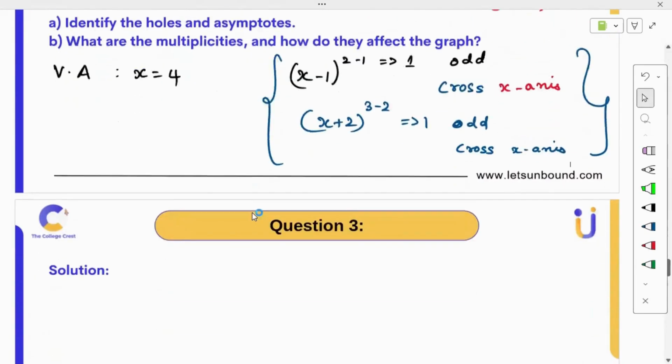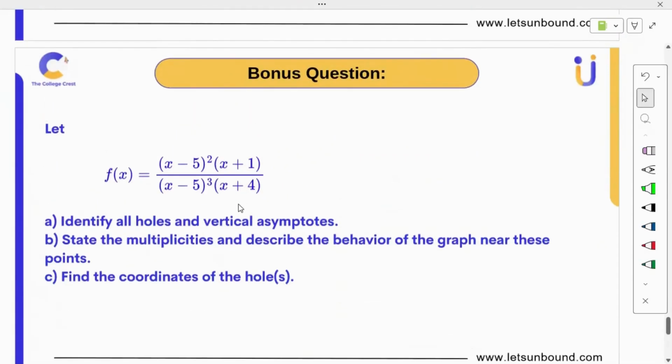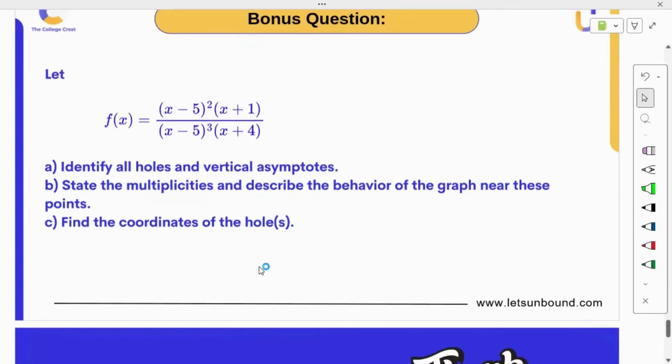That's simple. And I have a bonus question as usual here. f of x is given, identify holes, vertical asymptote, state the multiplicities and describe the behavior. Okay, very simple. Odd means crosses, even means touches. And also find the coordinate of the hole. Basic thing. So I hope this might be clear to you.